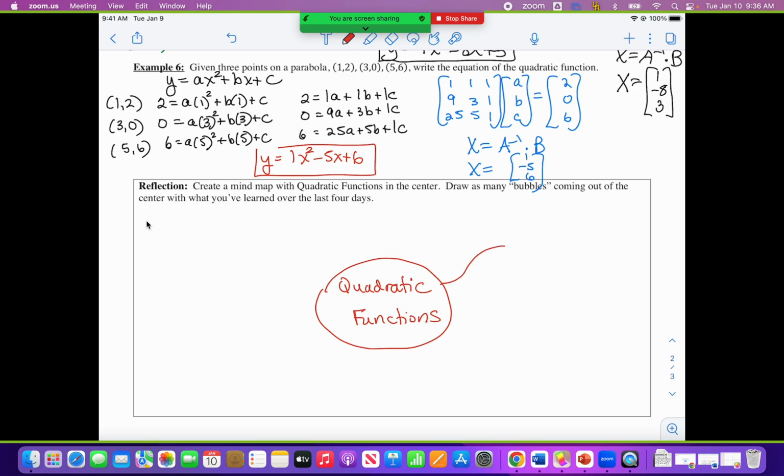So then what I want you to do is think about everything we've covered so far in 5.1. An example might be vertex form, intercept form. So I want you to draw as many arrows and bubbles with everything you know so far. So take a moment and you're allowed to look back through day 1, day 2, day 3, and today's day 4 notes. Write down as many things that you think you've learned.